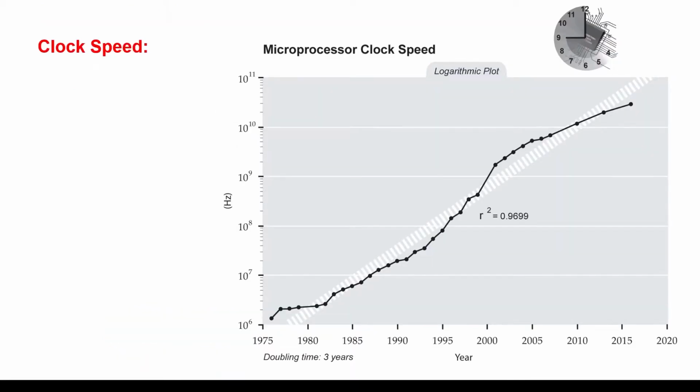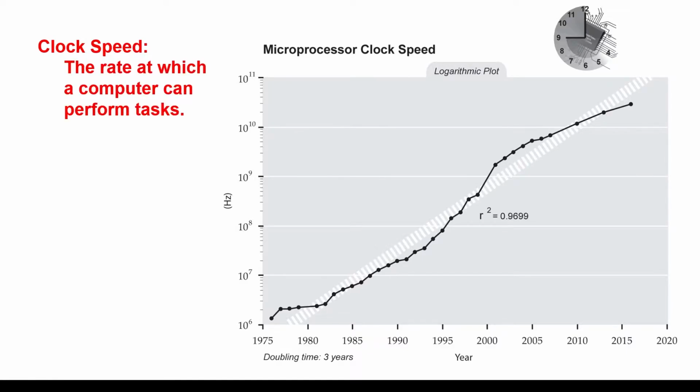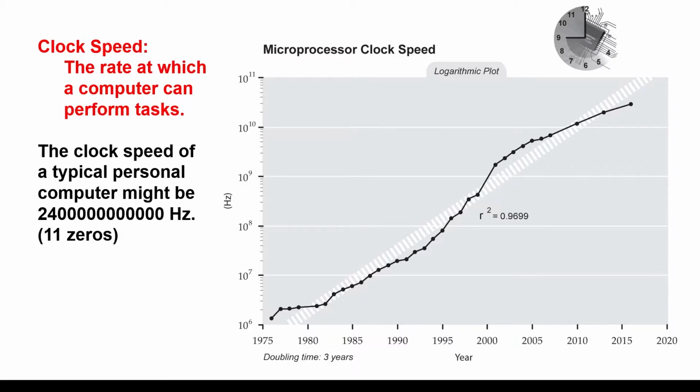Another way to look at it is in clock speed. You'll want to write this down on your note sheet. Clock speed is the rate at which a computer can perform tasks. The clock speed of a typical personal computer might be 24,000,000,000,000,000 hertz. That's a lot of zeros. It's 11 zeros.